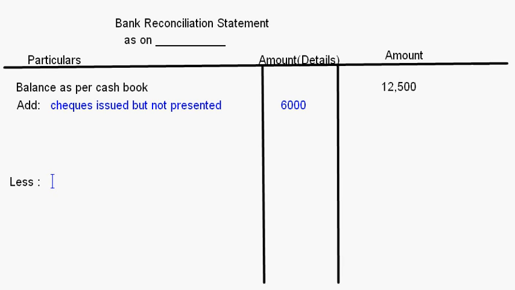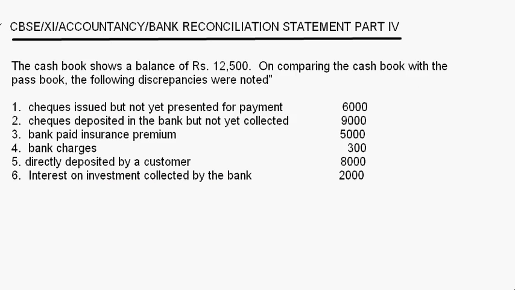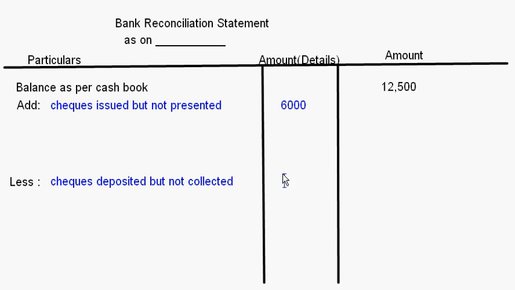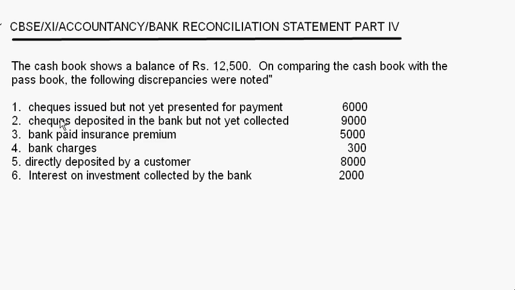So here you will write checks deposited but not collected. The amount is 9,000 rupees. So that 9,000 I'll put here. Fine. Okay, now let's come to this.